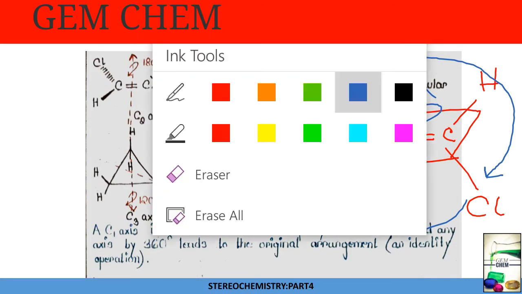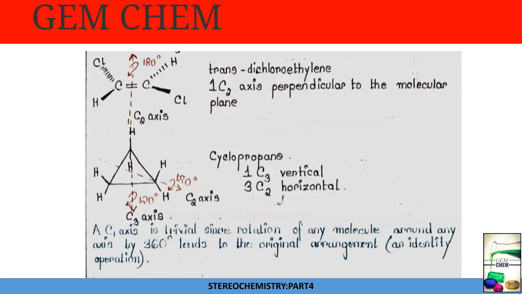For the next one, let us see. Now in this case we are getting a cyclopropane ring. So cyclopropane ring has 120 degree rotation when placed here. That is this one.